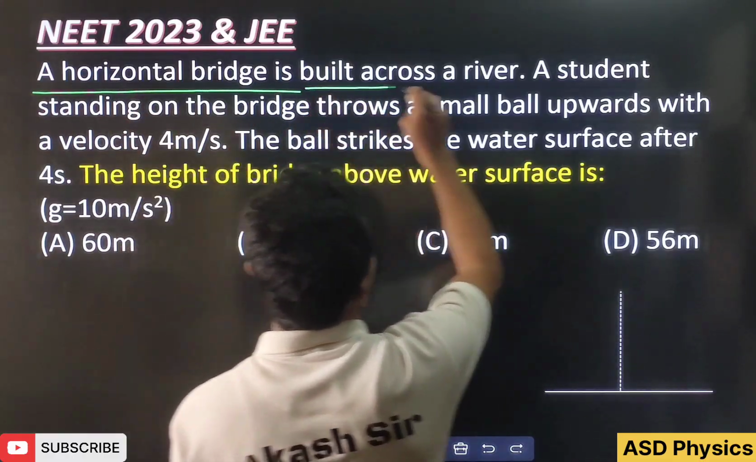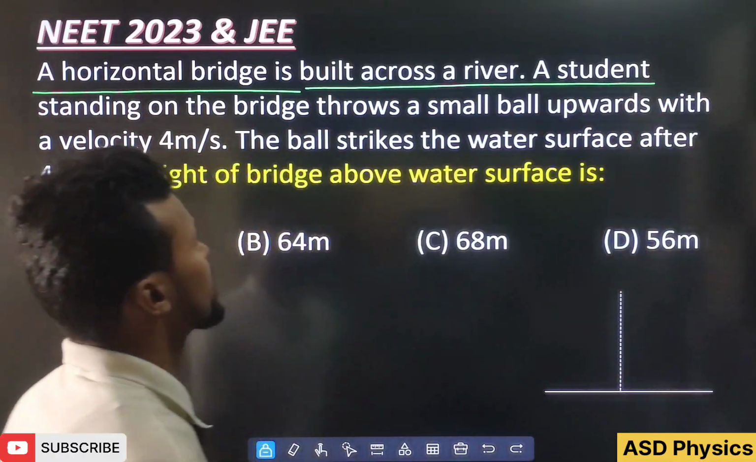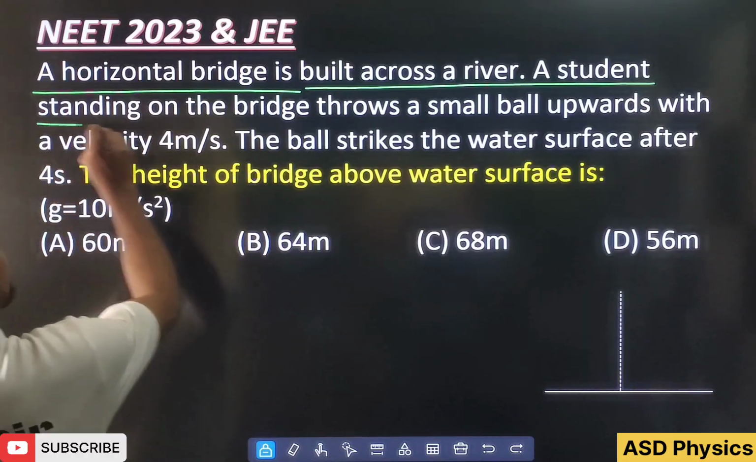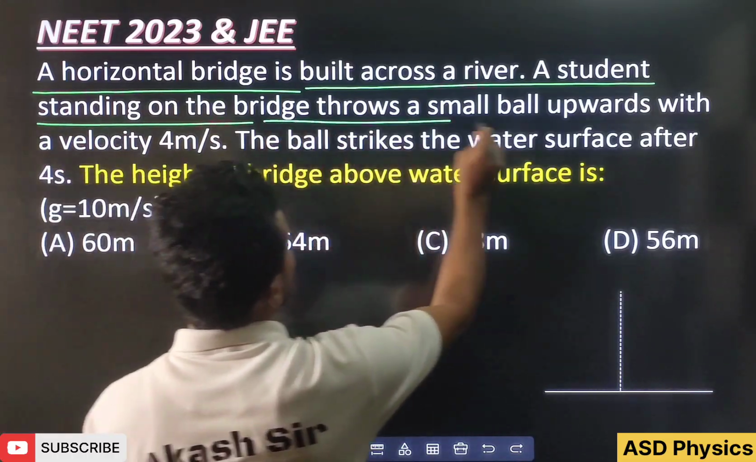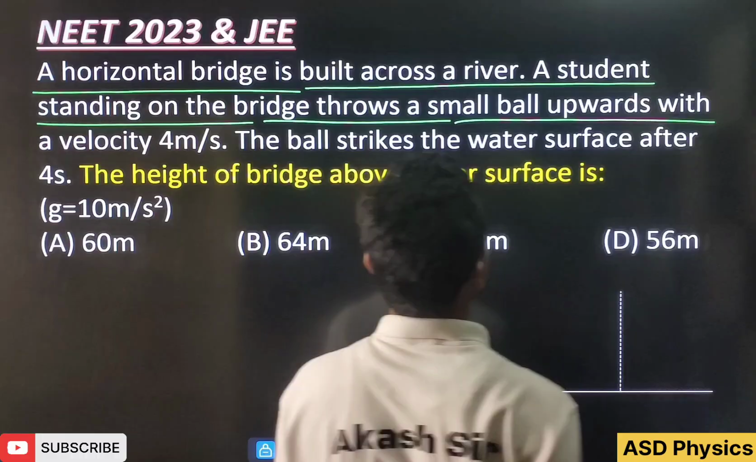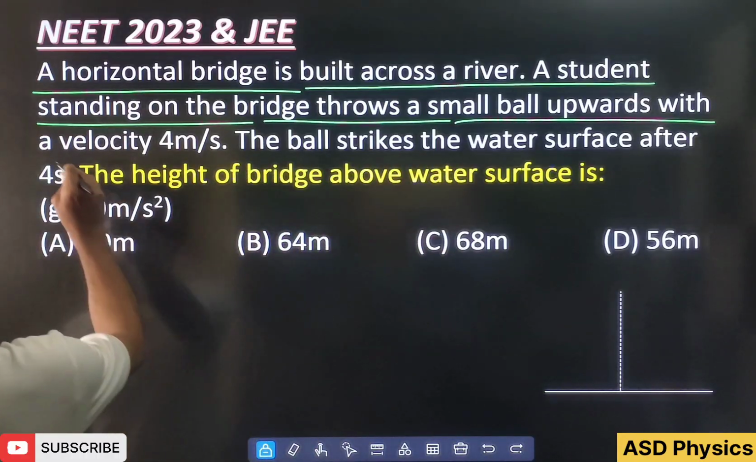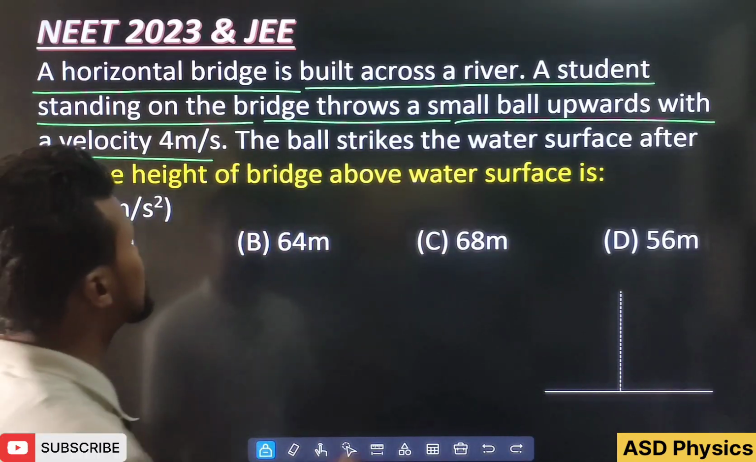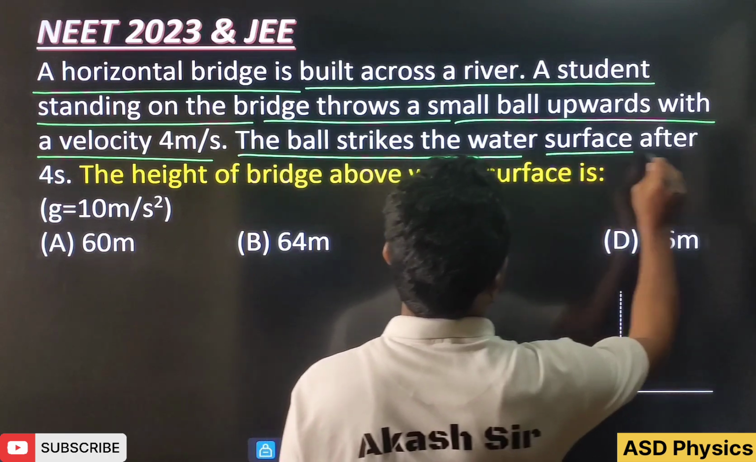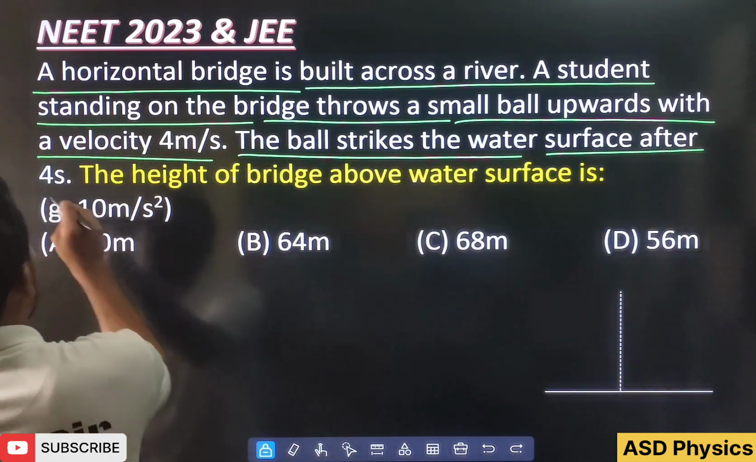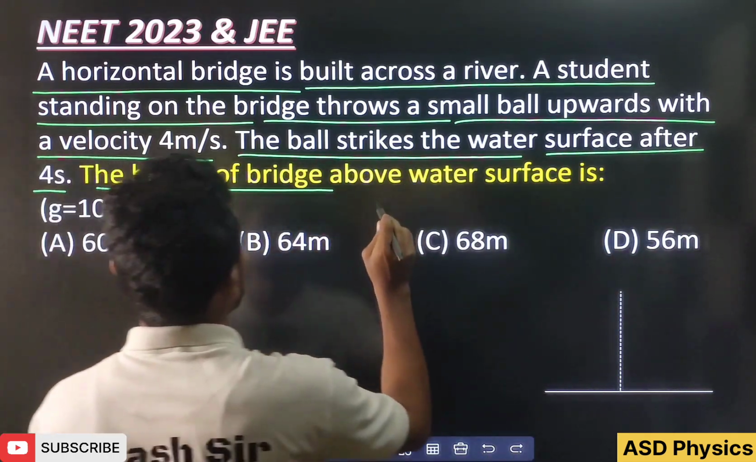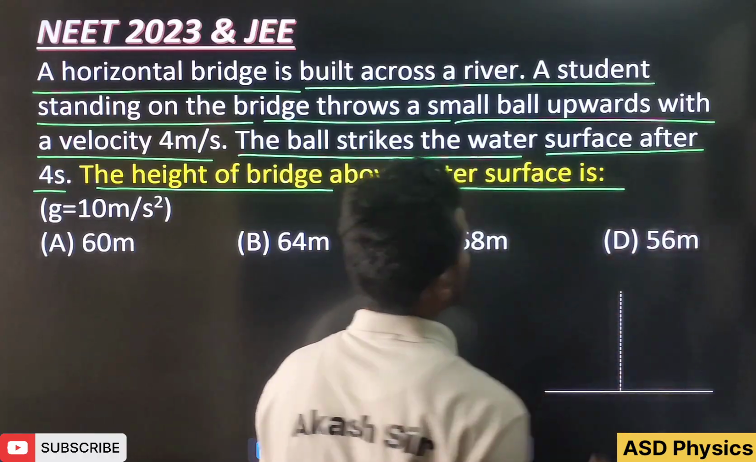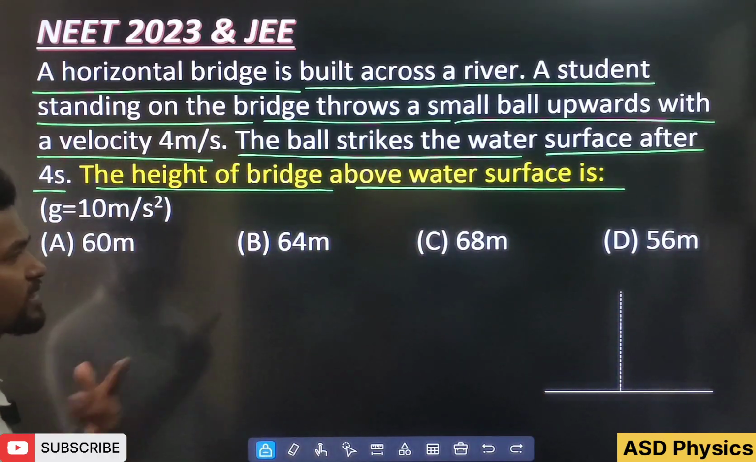A horizontal bridge is built across a river. A student standing on the bridge throws a small ball upwards with a velocity of 4 meters per second. The ball strikes the water surface after 4 seconds. What is the height of the bridge above the water surface? These are the options.